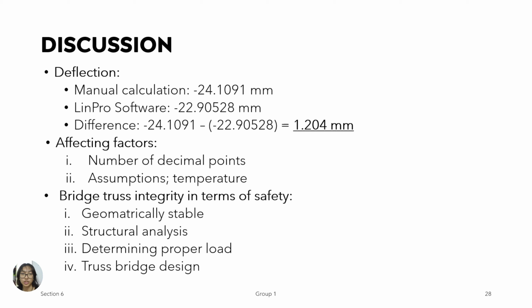Next, in order to ensure the bridge truss integrity in terms of safety, it is important for the bridge truss design to be, one, geometrically stable. Two, structural analysis, whereby the results of the internal forces and deflection from calculations is used to evaluate and determine the strength that needs to design bridge. Third one is determining proper load, used for specific type of bridge. Mainly, there are 3 types of load that we need to consider: dead load, which is the bridge weight in general, live loads, and environmental loads.